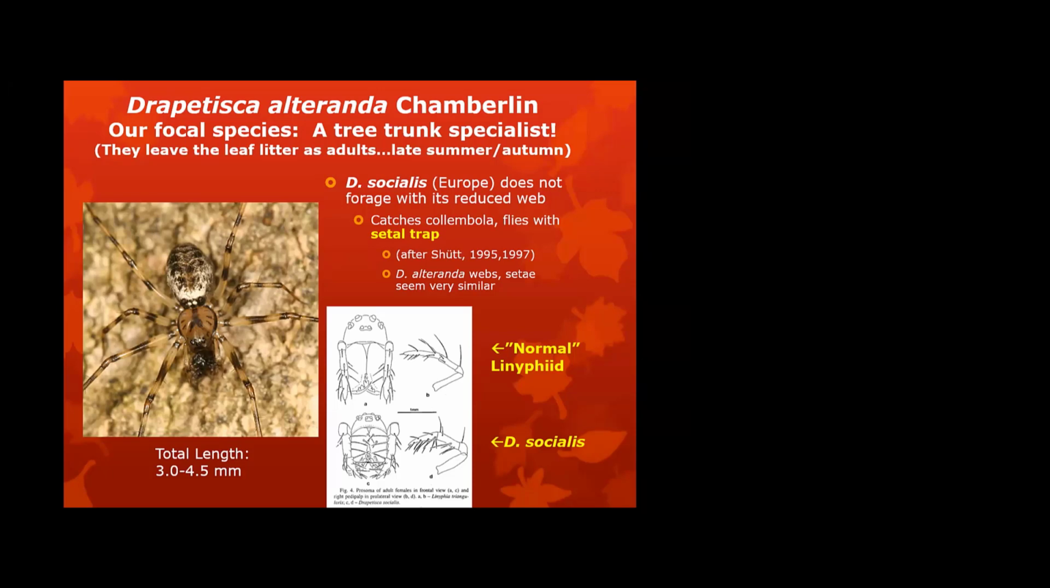A very closely related, very morphologically similar species in Europe, Drapetisca socialis, was studied pretty extensively in the 1990s by Karen Schütt, and she documented that the spider does not use its web to forage with. Instead, it has a setal trap made of huge macrosetae on its pedipalps and its chelicerae. And so here you see a normal linyphiid with its normal setae, and then the giant macrosetae of Drapetisca socialis. So Drapetisca alteranda, the North American species, is very similar morphologically, and we believe it does the same thing.